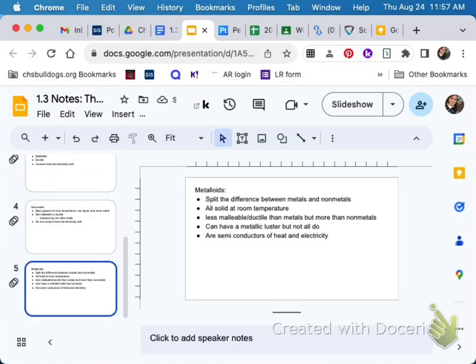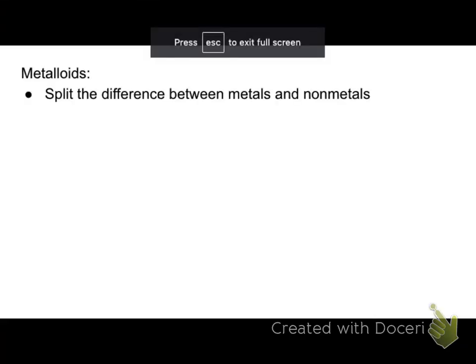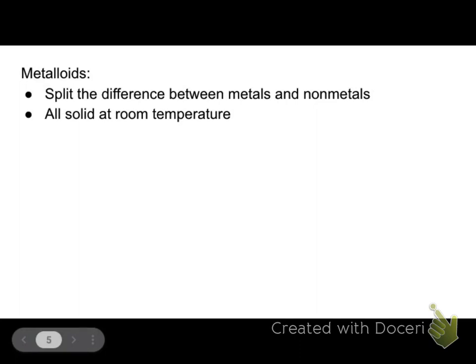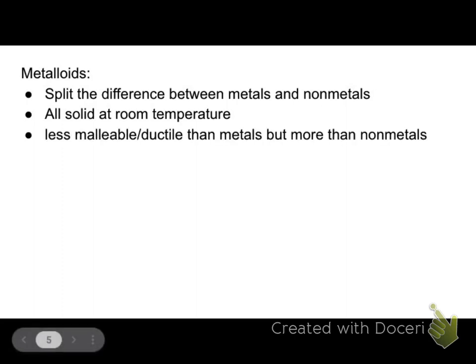There we go. Now we can talk about the metalloids. Metalloids split the difference between metals and nonmetals. So not only are they between metals and nonmetals on the periodic table, but in terms of their chemical and physical properties, they are also halfway between a metal and a nonmetal. Meaning that they are mostly solid at room temperature, but not all solid at room temperature. They are less malleable, less ductile than a metal, but not as brittle as a nonmetal.